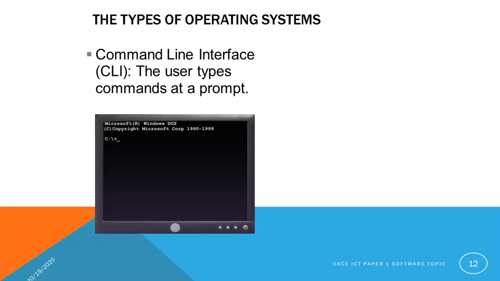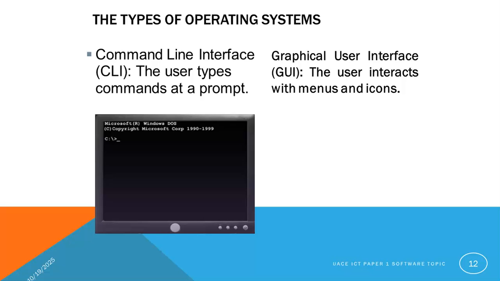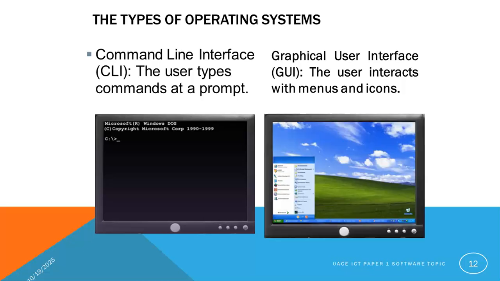If you want to see the command line interface, the type of commands: in this one, a user must type commands at a prompt. We don't have graphics, we don't have anything like icons. You have to type the commands at the prompt first. Then for the graphical user interface, you just interact with the menus and the icons. As you can see, compare the two pictures. The first one is for a command line interface, and the second one is for a graphical user interface.